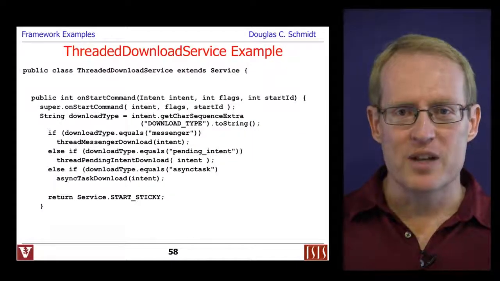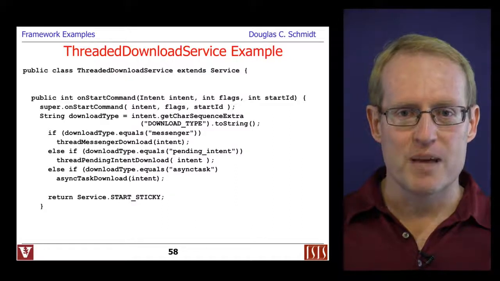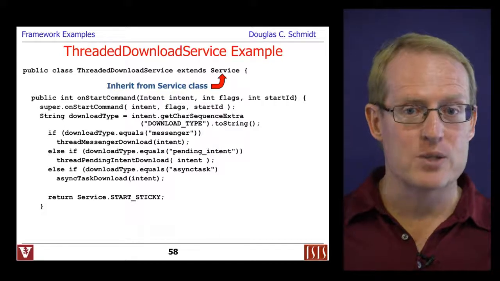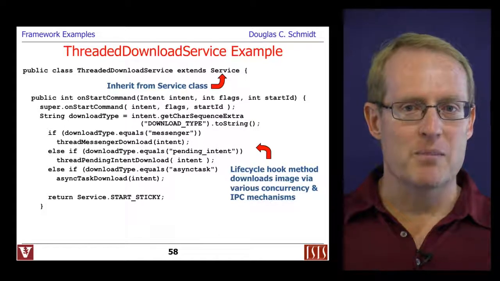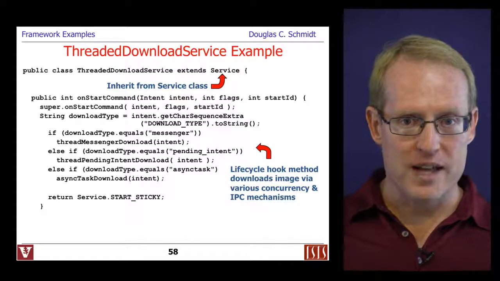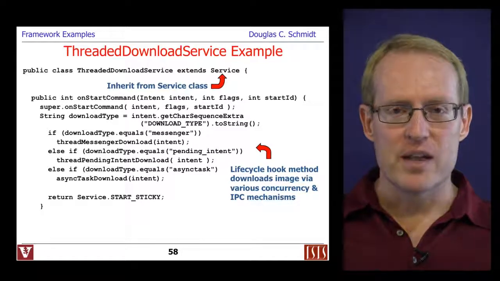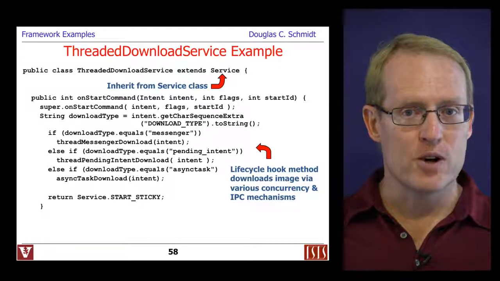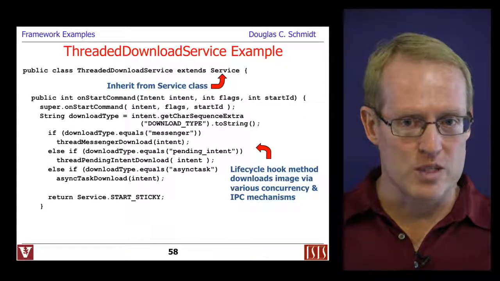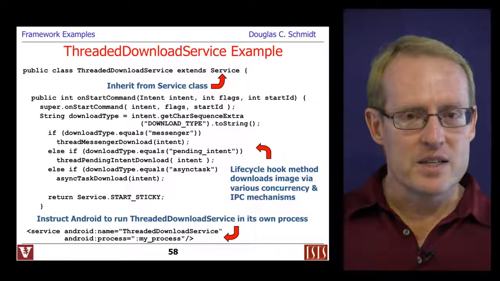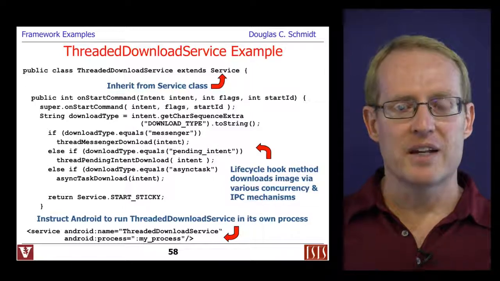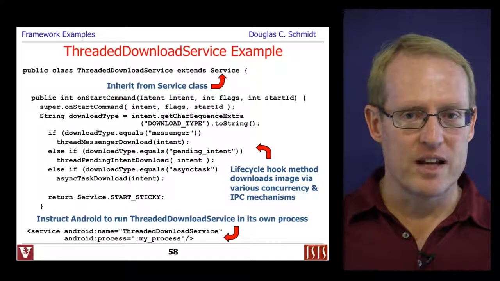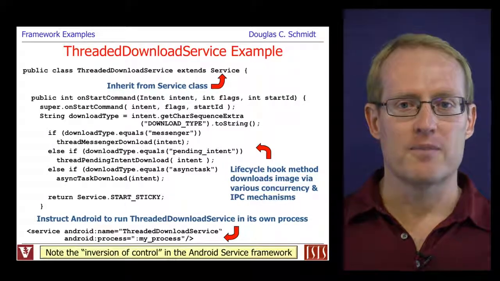Here's a very quick example illustrating a threaded download service example. We can have a situation where we inherit from service and create a threaded download service, and then its onStartCommand method could take a look at the parameters that are passed along with the intent as extras, and then use them to download the designated content from a remote server using whatever is the indicated or desired concurrency model. This illustration here at the very bottom of this slide shows how you can make a service run in its own process by changing the declaration in the Android manifest file.